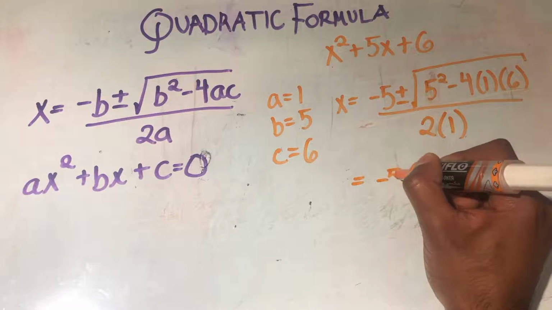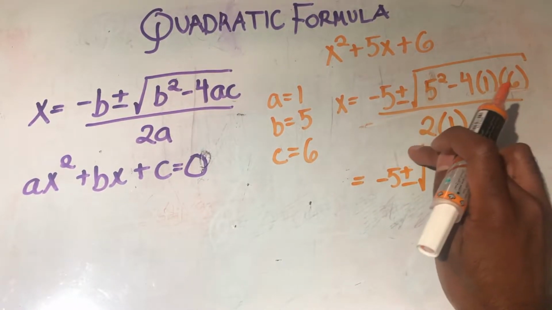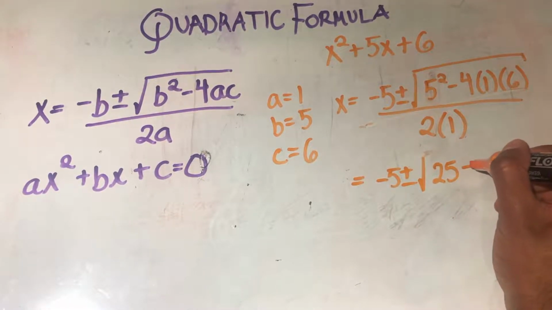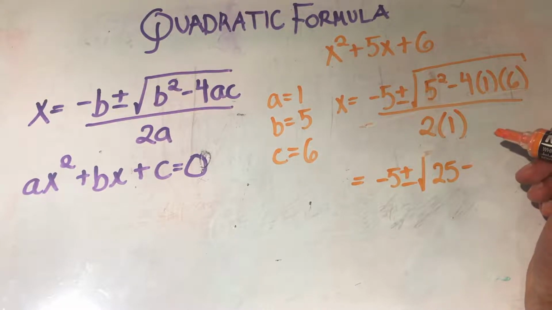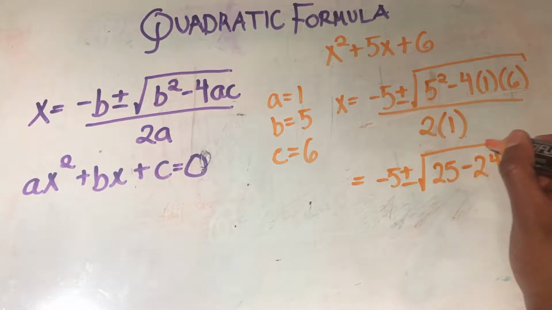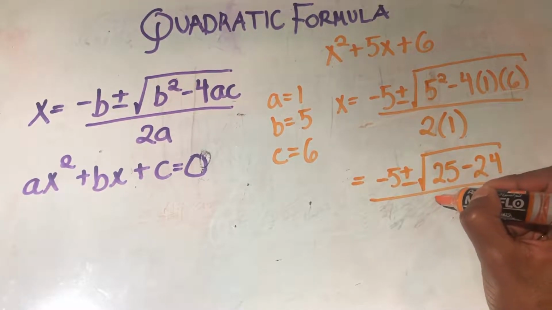We have negative 5 plus or minus the square root of 5 squared, which is 25, minus 4 times 1 times 6. 4 times 1 is just 4, and then 4 times 6 is 24, so minus 24, all of that under the root, over 2 times 1, which is just 2.